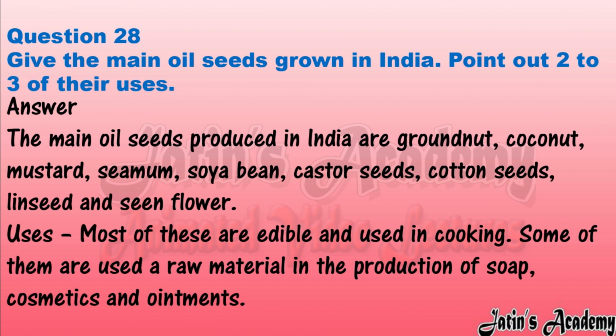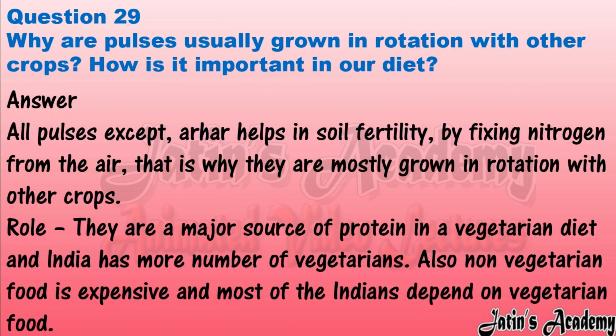Question 28. Give the main oilseeds grown in India. Point out 3 of their uses. Answer: the main oilseeds produced in India are groundnut, coconut, mustard, sesame, soya bean, castor seeds, cotton seeds, linseed, and sunflower. Uses: most of these are edible and used in cooking. Some of them are used as raw material in the production of soap, cosmetics, and ointments.